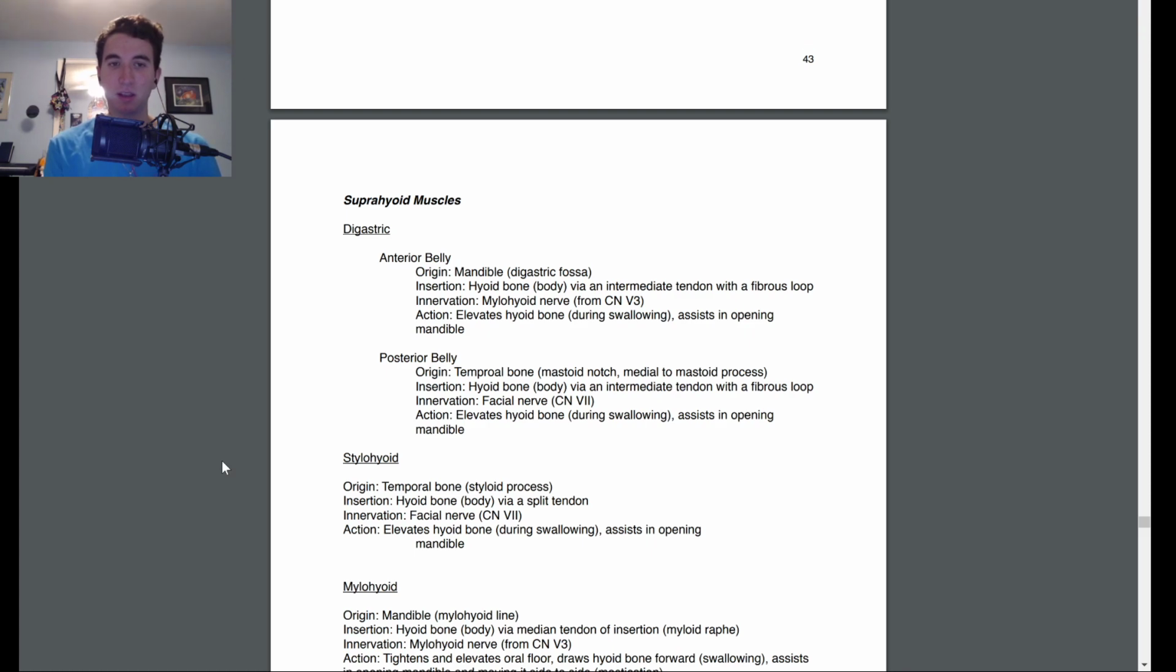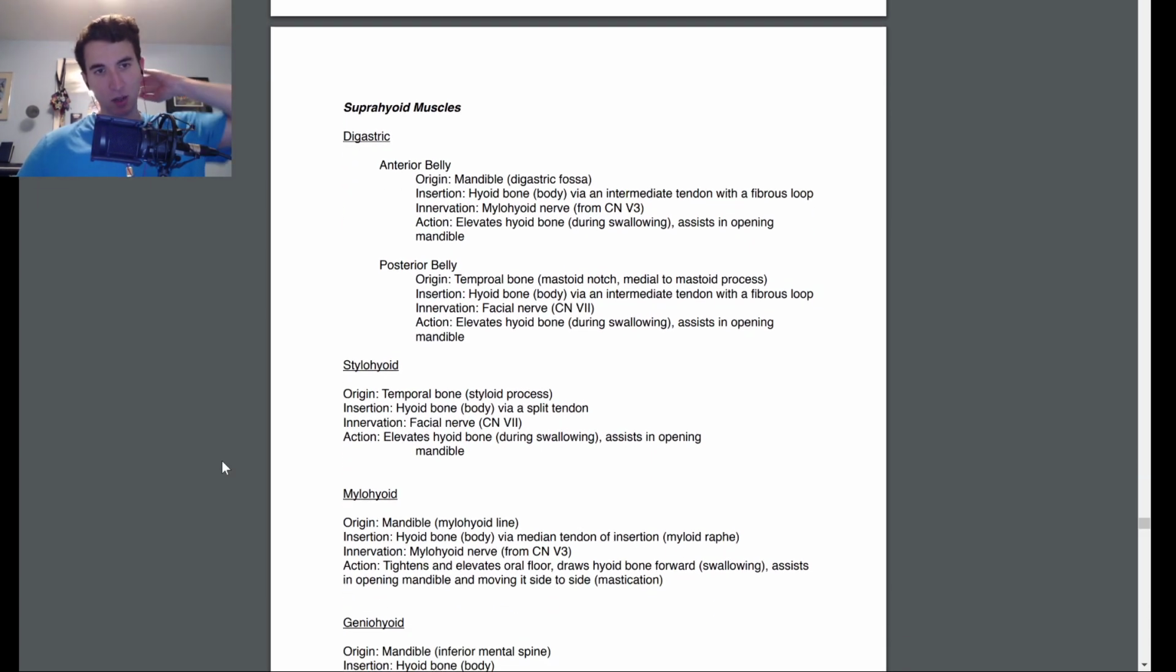The action is that it elevates the hyoid bone during swallowing and assists in opening the mandible. And then the posterior belly originates at the temporal bone, the mastoid notch medial to the mastoid process. It inserts at the hyoid bone, body, via the intermediate tendon with a fibrous loop. It is innervated by the facial nerve coming from cranial nerve 7. And the action is that it elevates the hyoid bone during swallowing and assists in opening the mandible.